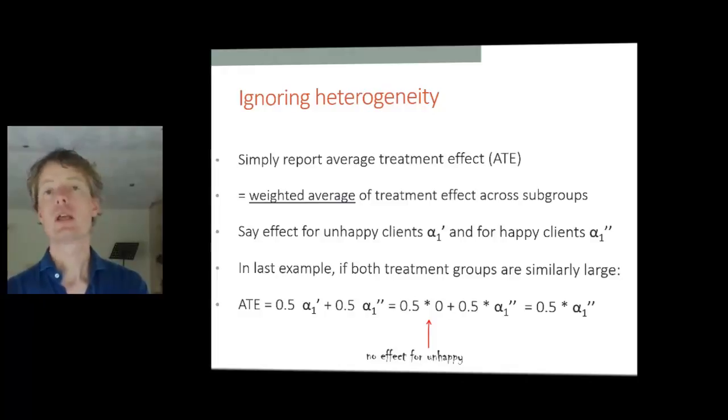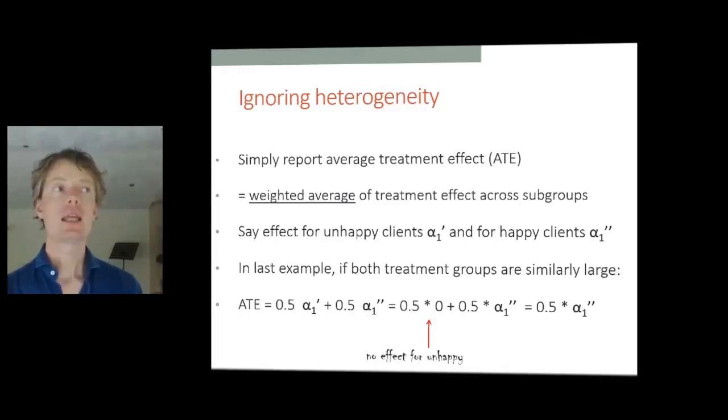So in that case, the average treatment effect is half times the effect for the not so happy clients plus half times the effect for the happy clients. Now, we know that in this example the effect for the not so happy clients is 0, so 0.5 times 0 plus 0.5 times the effect for the happy, that's what remains. So your average treatment effect is actually 50% of the effect for the happy clients, i.e. what you find is that the effect is relatively small and it may well be statistically insignificant.